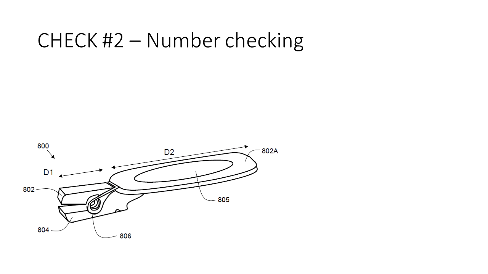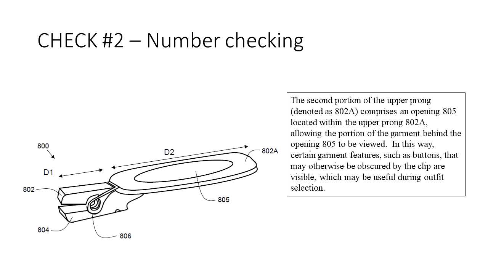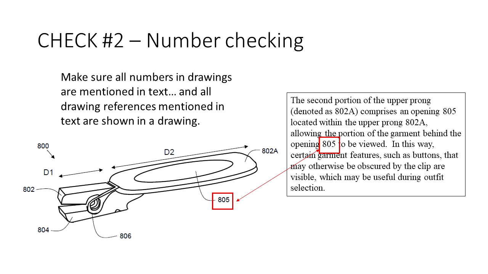For check number 2, it is the number checking. So here we show a drawing of something in a patent application. As you know, each drawing has numbers, and we want to make sure that the numbers match what is in the written description. So here, for example, we have a part number 805, and we have confirmed that it is described and listed as 805 in the written description. So basically, we want to make sure all numbers in the drawings are mentioned in the text, and all the drawing references mentioned in the text are shown in a drawing.